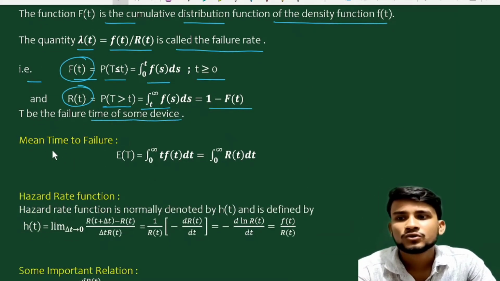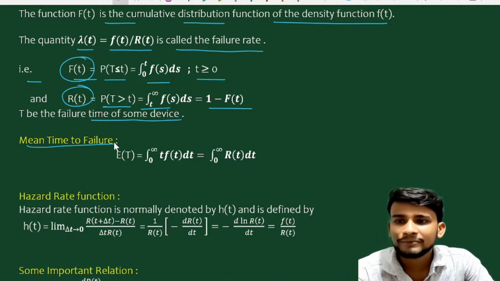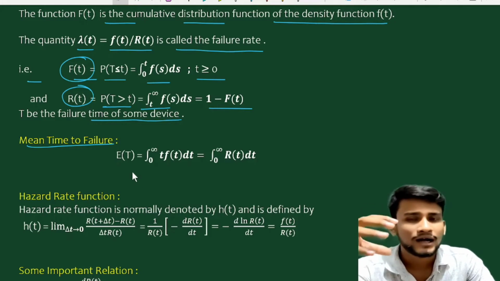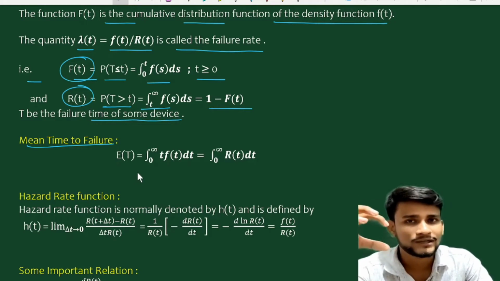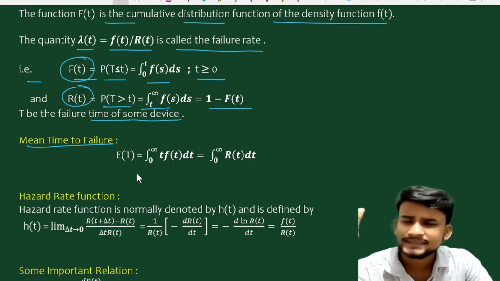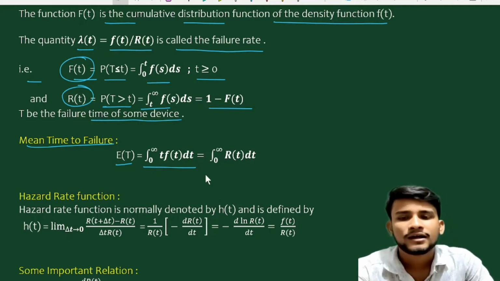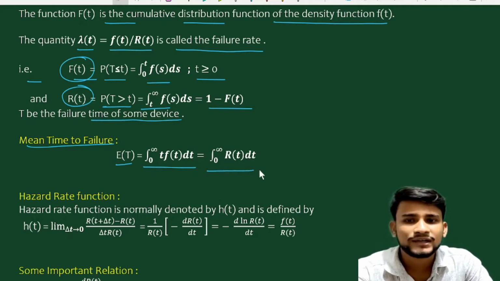Okay, so there is another formula, mean time to failure. This is a new topic, but if you think slowly, I think you will understand it, because this is a very easy and understandable topic. So the expectation E(t) is equal to the integral from 0 to infinity of t f(t) dt. This is the simple formula of the exponential, which is equal to the integral from 0 to infinity of R(t) dt.